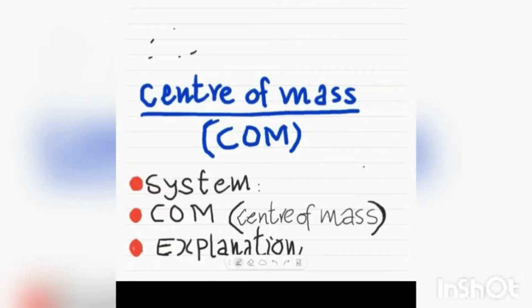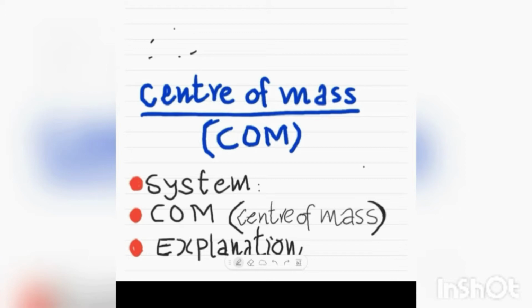Center of mass. We will discuss it by taking the example of a system. So you should know what is a system. A system is defined as when two or more than two bodies join and work together, then they form a system.